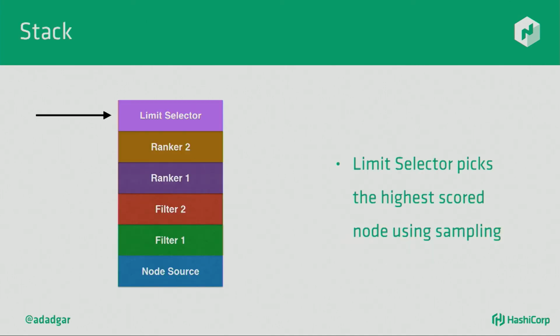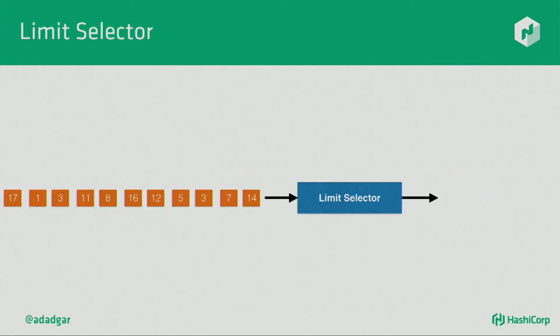Cool. So we're almost through the stack. The last one is the limit selector. What it does is it picks the highest scored node using sampling. So at a high level, what you can see is every node has gone through the full stack, so we only have eligible nodes. It's gone through the rankers, so they've been annotated.